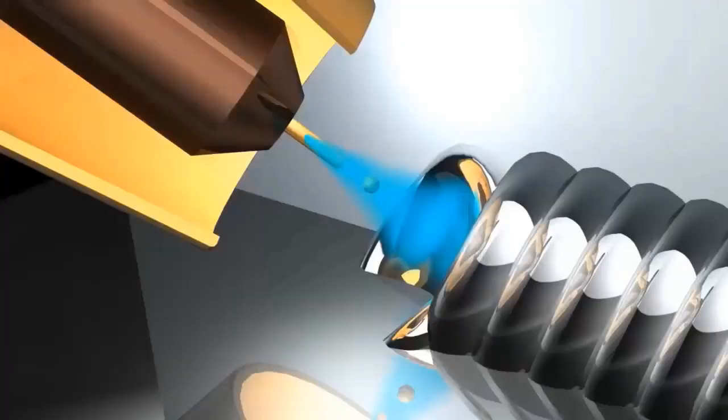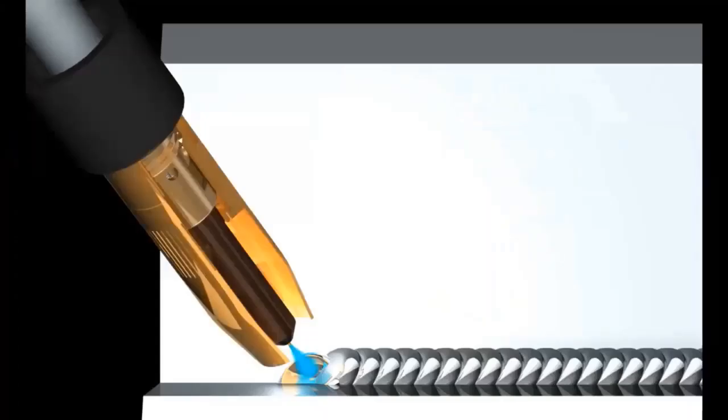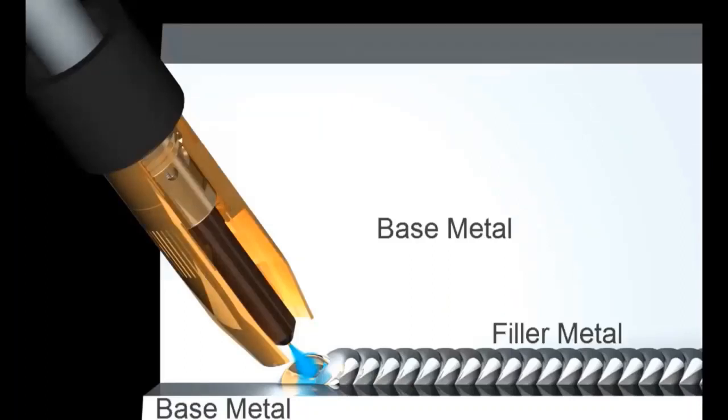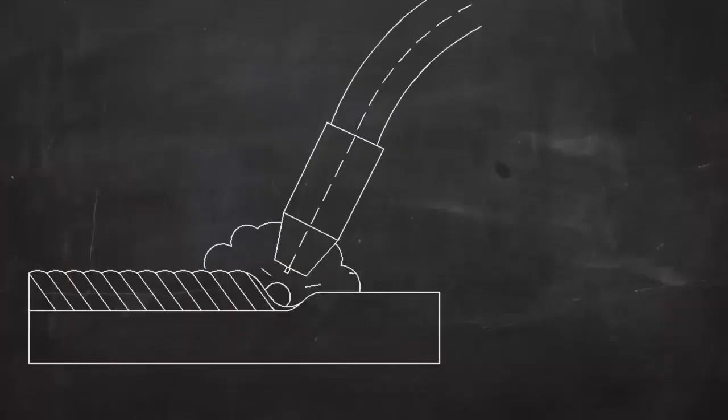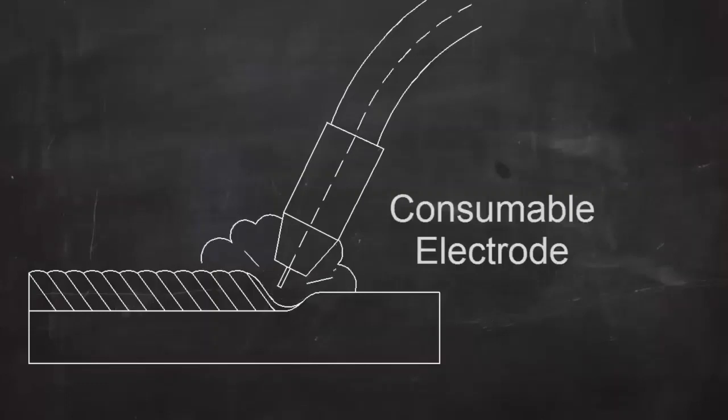These metals mix together or coalesce and solidify to join the workpieces into a single piece. The metal in these parts to be joined is called the base metal, and the metal that comes from the melting wire electrode is called filler metal. MIG welding always adds filler metal to the joint. Because the wire electrode melts as it's being used, MIG is called a consumable electrode process.